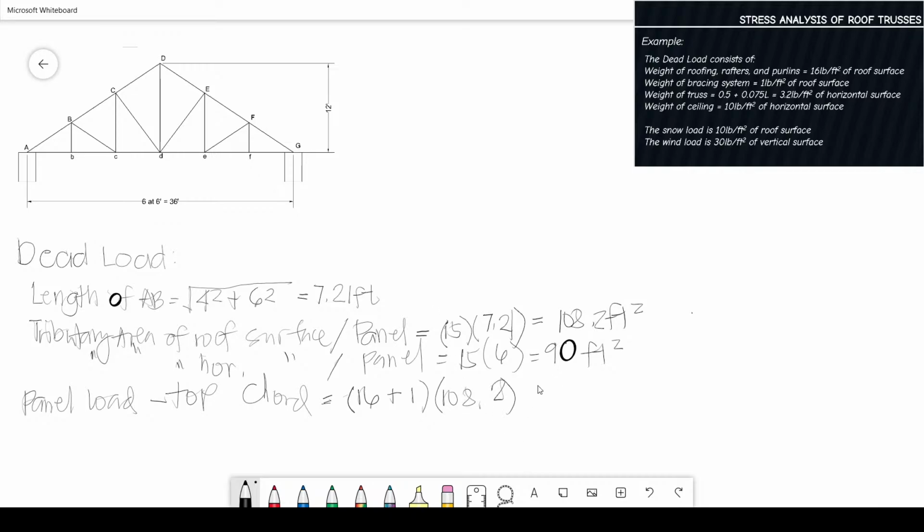Then also our weight of truss. The weight of truss is on the horizontal surface, so that is 3.2. Again, if this 3.2 is not given, you have to use the empirical formula, and usually they will tell you whether it is wooden or steel. So, that is 3.2 pounds times the area of the horizontal surface, which is 90. Which is equal to 2,130 pounds.